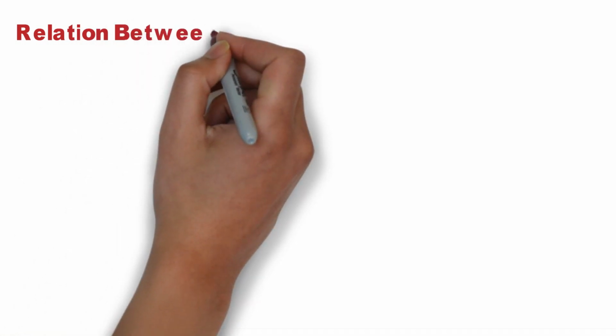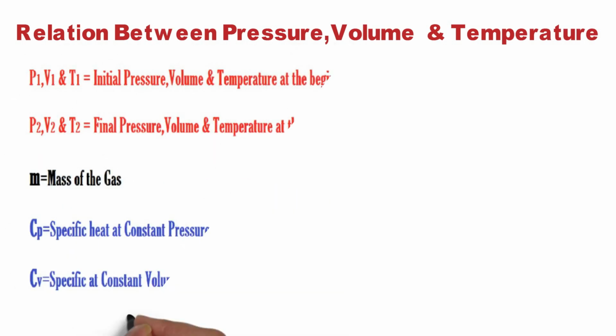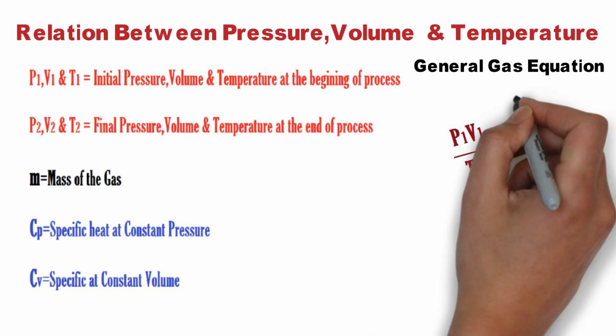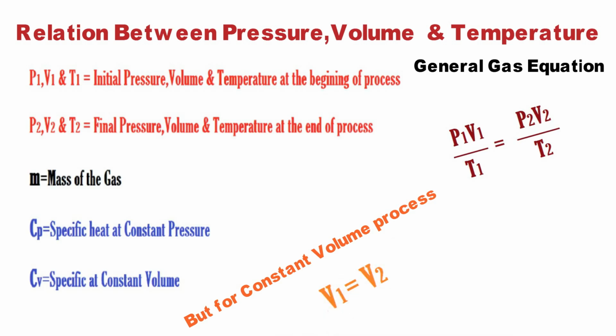Now we derive the relationship between pressure, volume and temperature. We know that according to the ideal gas equation, PV equal to mRT. It is also called the general gas equation. So P1 V1 equal to mRT1 and P2 V2 equal to mRT2. So P1 V1 by T1 equal to P2 V2 by T2. But we know that for constant volume process, throughout the process volume remains constant. So here V1 equal to V2, so they cancel out. Finally the relationship between pressure and temperature is P1 by T1 equal to P2 by T2.